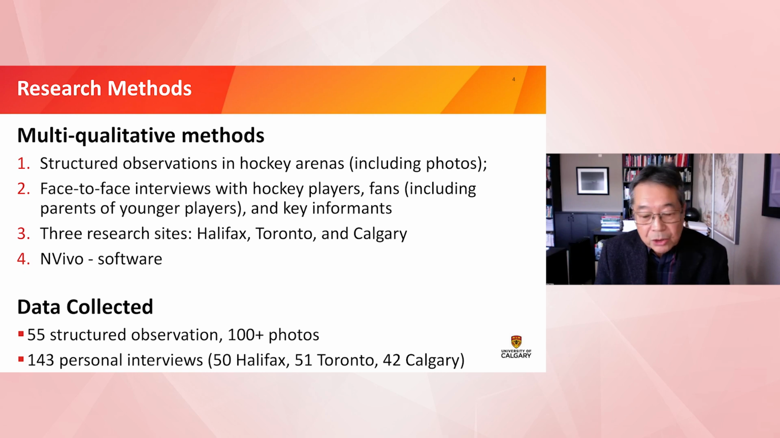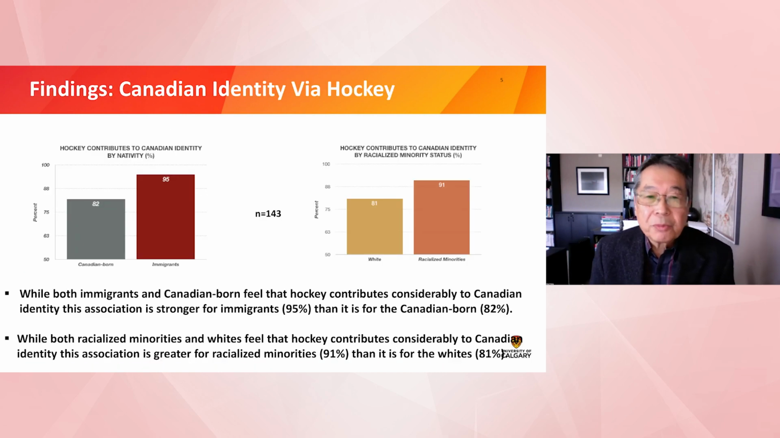60% were Caucasian or white, and 39% were racialized minorities. And of course, with these last two categories, there was significant overlap in the sense that the majority of immigrants were also racialized minorities. Okay, let's look at the findings here. First, we'll look at Canadian identity via hockey.